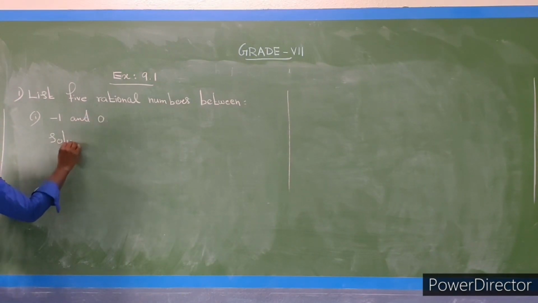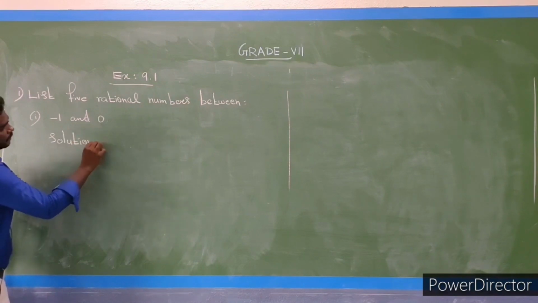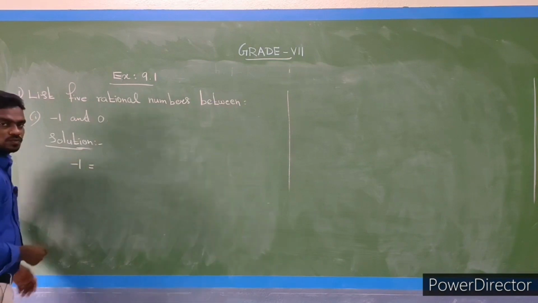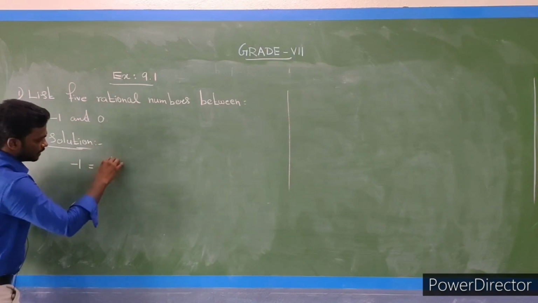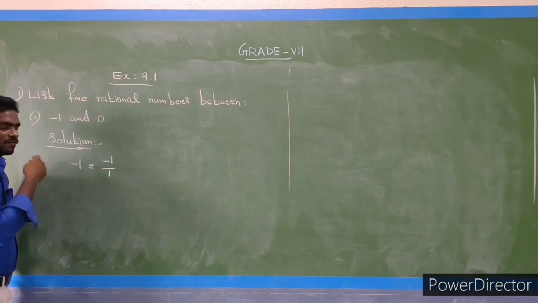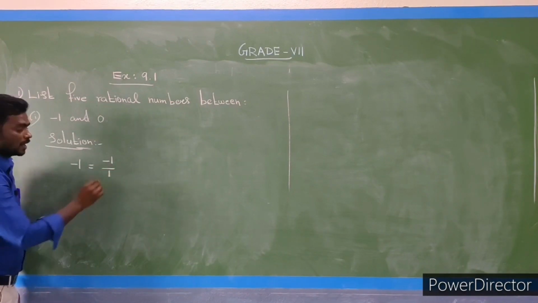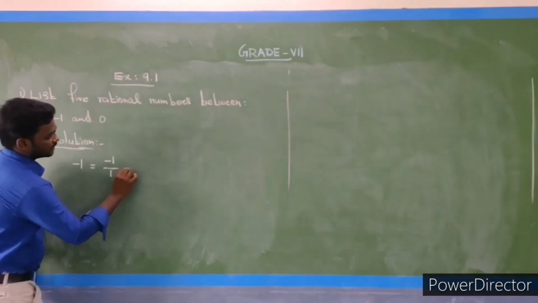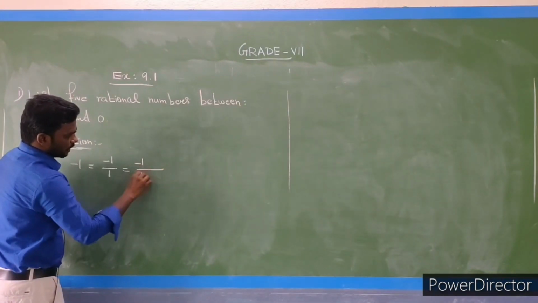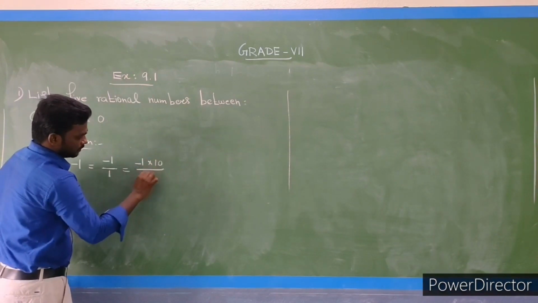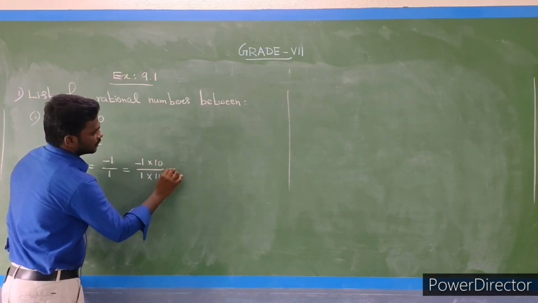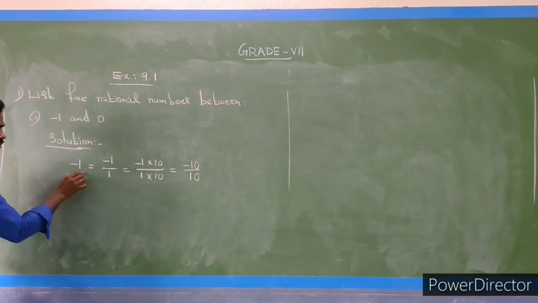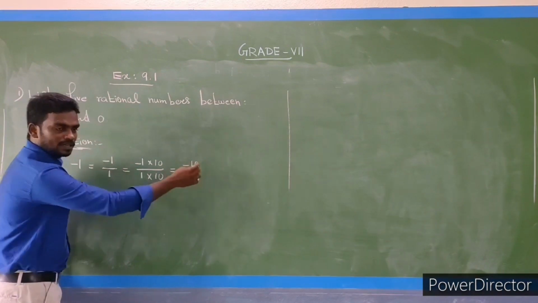First, minus 1 can be written as minus 1 divided by 1, because every number has the denominator 1. Minus 1 by 1 multiplied by 10 and 10 gives minus 10 divided by 10. So the number minus 1 can be written as minus 10 divided by 10.